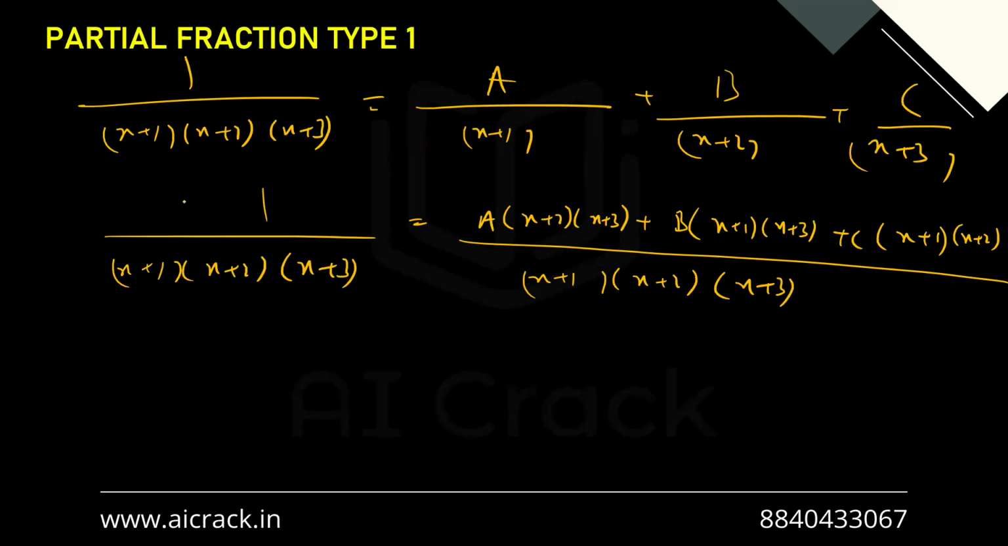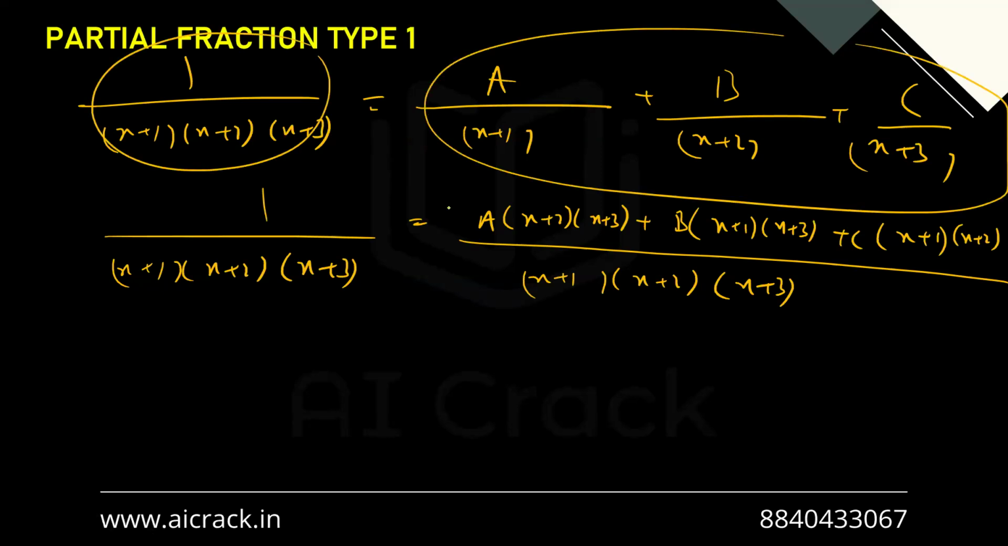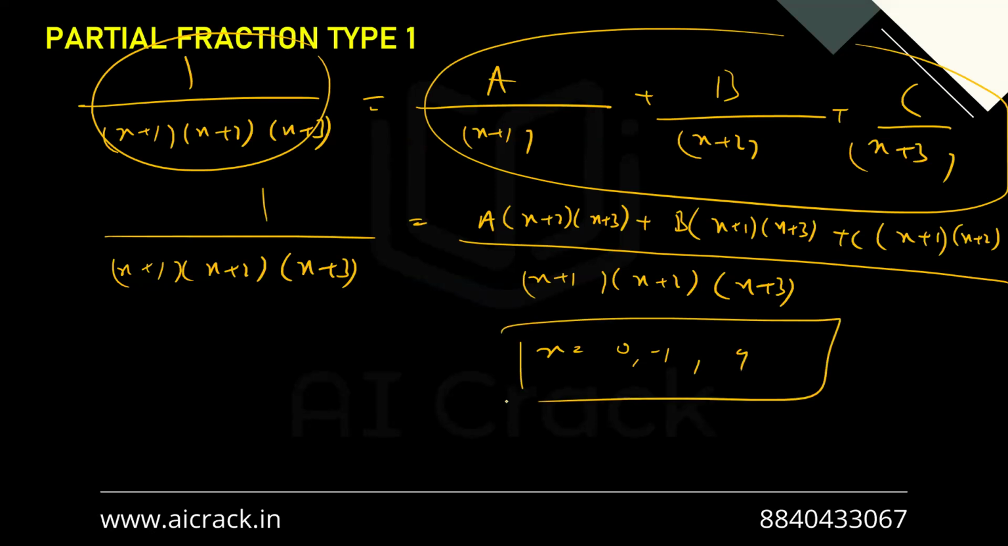Now if we compare this numerator and this numerator, this entire function in terms of a, b and c should be the same as 1 only. For any value of x, they should come out to be 1, because we have the same denominator and we assume that this function is the same as this function. So this entire expression in the numerator should equal 1 for all values of x. So what we can do is take x equal to, let's say, 0, -1, or let's say 4. Let's say we're taking these three values over here.